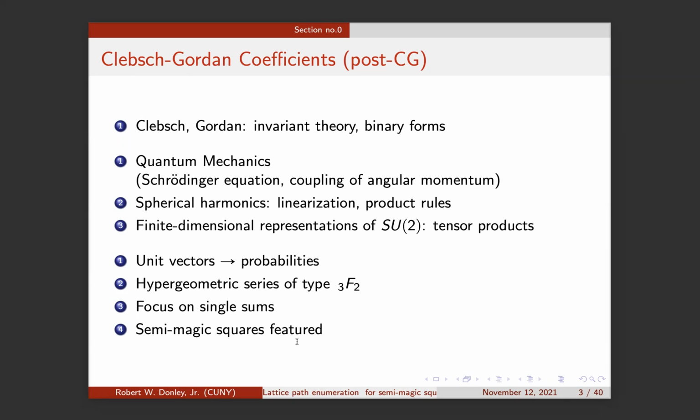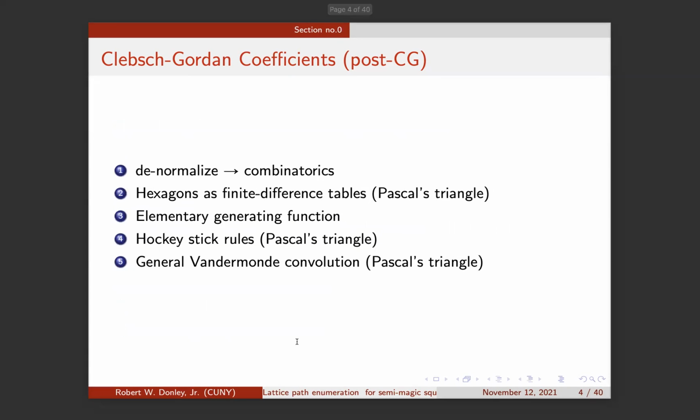Now, the approach: you'll see the formulas for all these things later on, but we don't need unit vectors if we want to do combinatorics. There's a process where we can denormalize everything, all these square roots go away, and then everything turns into rational numbers or integers or just binomial coefficients and different configurations.